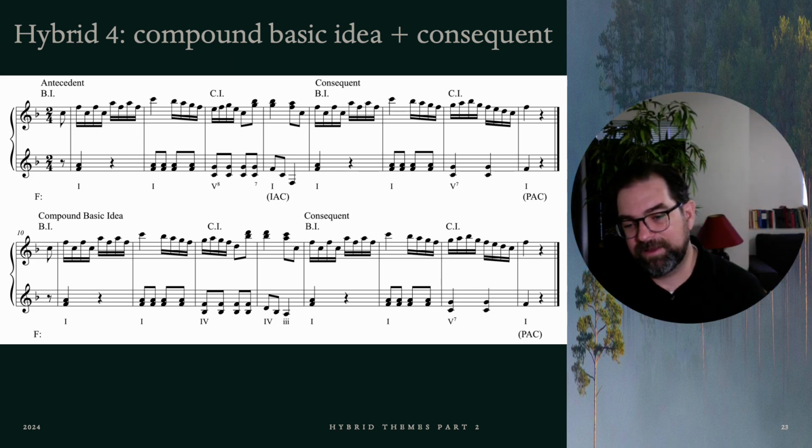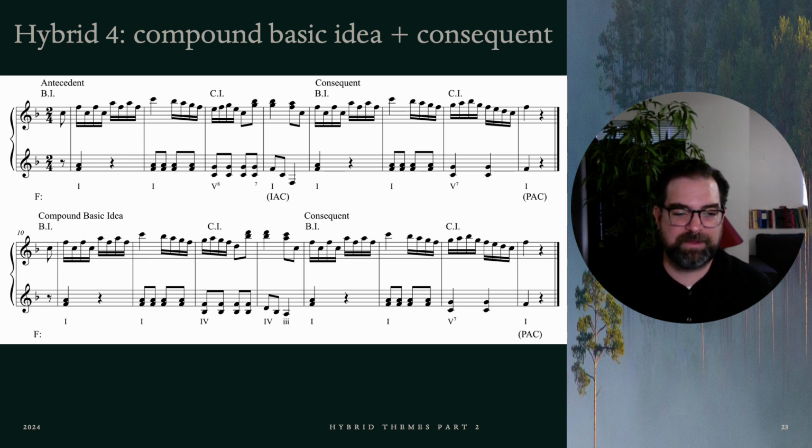So I really like this one. I think this one's kind of fun because you get this compound basic idea and then you get a consequent. It almost sounds like an antecedent phrase. The only thing that makes it not an antecedent is a lack of a cadence here.